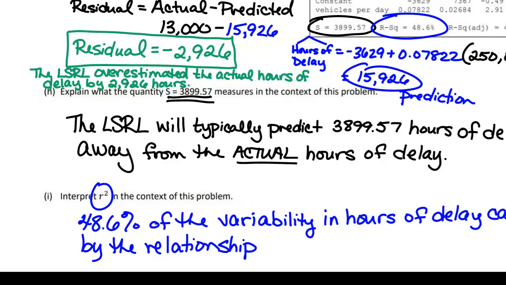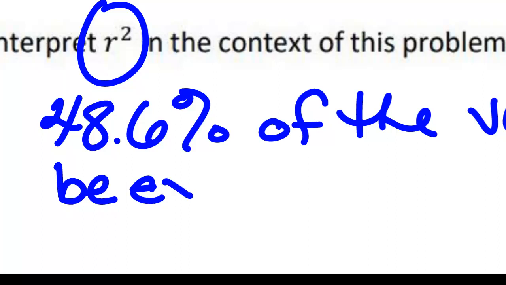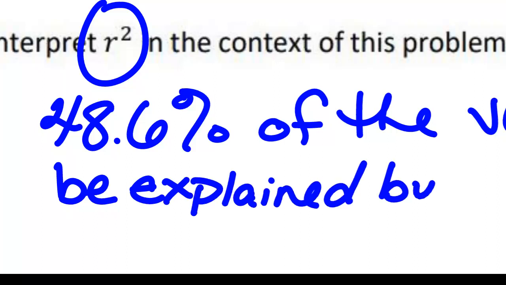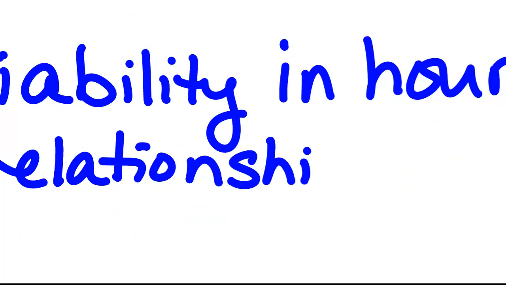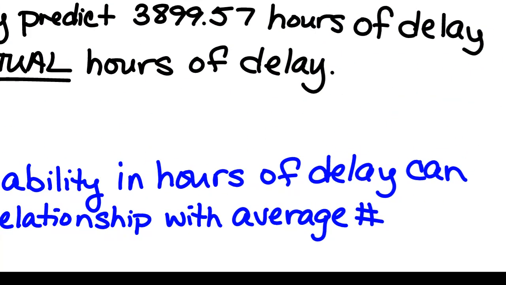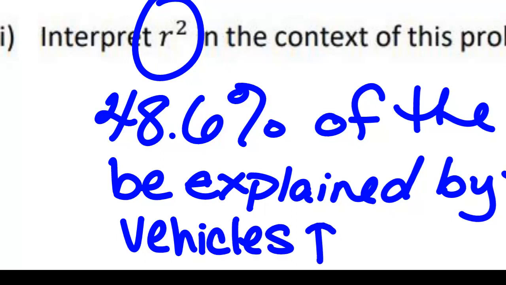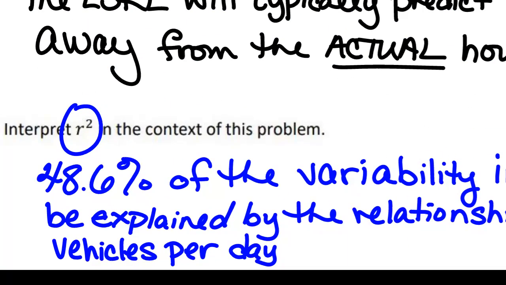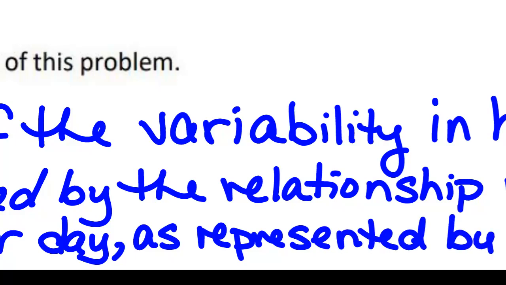Can be explained by the relationship with average number of vehicles per day as represented by the least squares regression line.